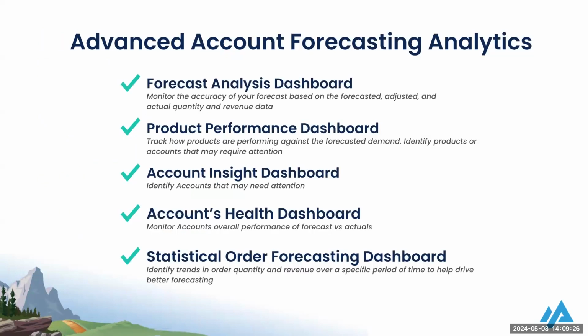Okay. So with advanced account forecasting, you do get analytics out of the box. The dashboards that you're going to have access to are the forecast analysis, the product performance, the account insight, and the account health. Those are the standard out of the box dashboards. And then as you utilize forecasting and load data in, there is a predictive capability with the statistical order forecasting. It's going to find trends across the company in your order quantity and revenue, and help predict where forecasting should be.